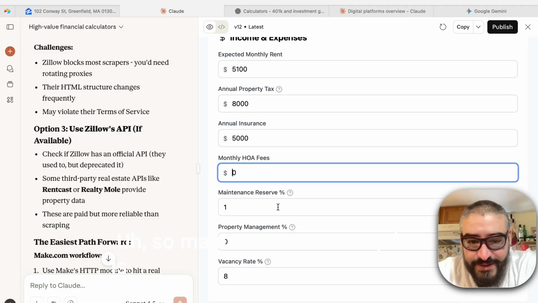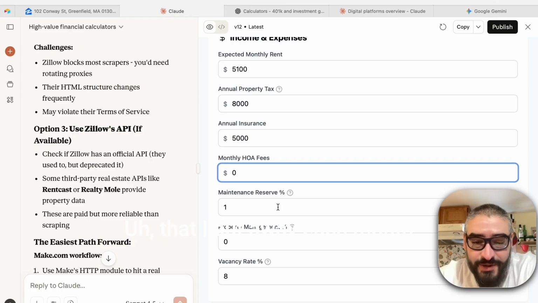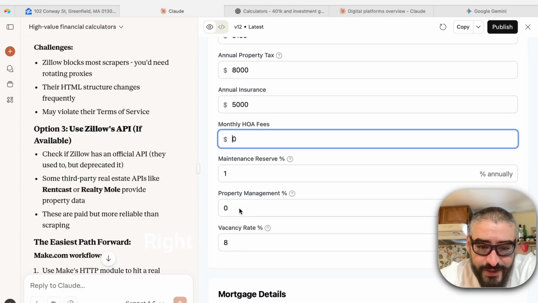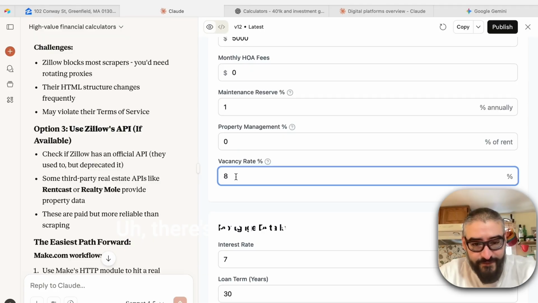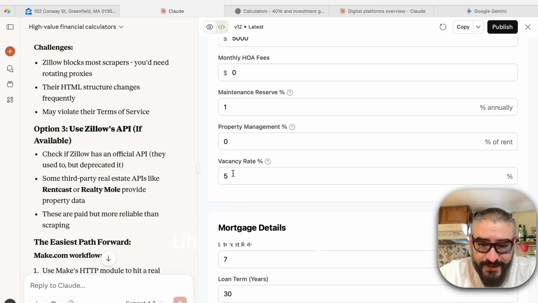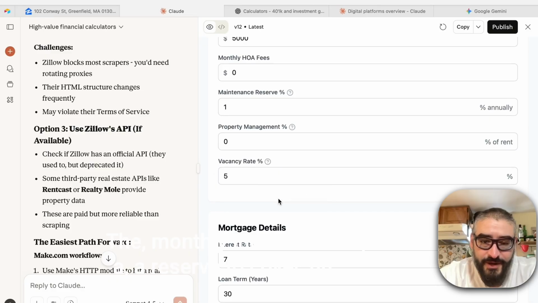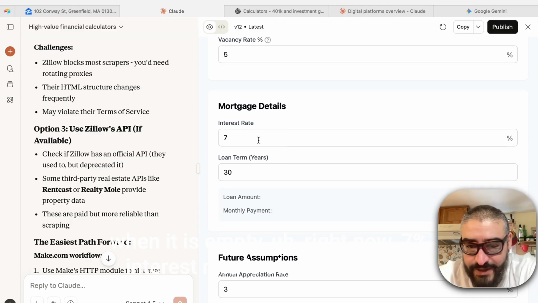So maintenance reserve. This is the percent of the selling value that I put away each month in order to cover roofs and hot water heaters. Typically, it's 1 to 2%. I'll leave it at 1% right now. I would manage this property on my own. There's actually a shortage of housing in my town right now, so I'm going to drop the vacancy down to 5%. But basically, this is a percentage of the monthly income that I put into a reserve to cover when it is empty. Right now, 7% interest rate is about accurate.